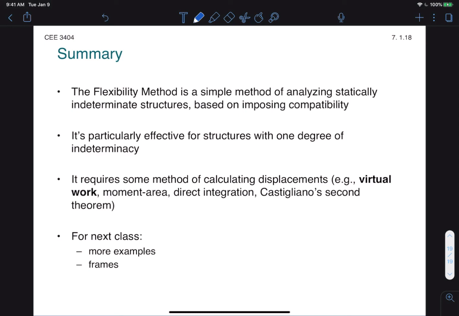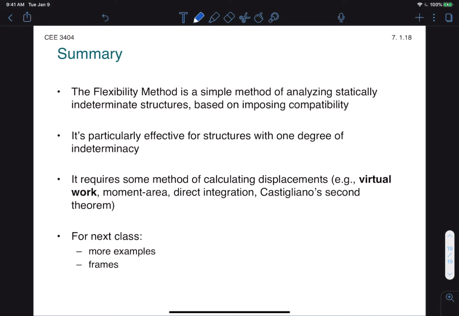As you can see, the flexibility method is a simple method for approaching indeterminate structures based on imposing compatibility. It is best if you use it for structures of degree of indeterminacy 1, 2, maybe 3, but it gets exponentially harder as you apply it, as we'll see. We'll apply it to degree of indeterminacy 2 structures, and you will see that it gets increasingly more difficult. So it's good for low degree of indeterminacy problems.